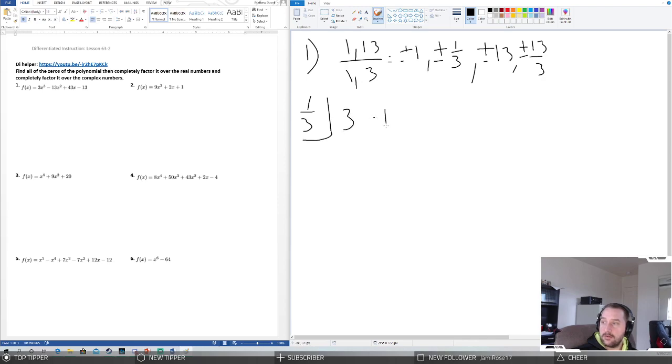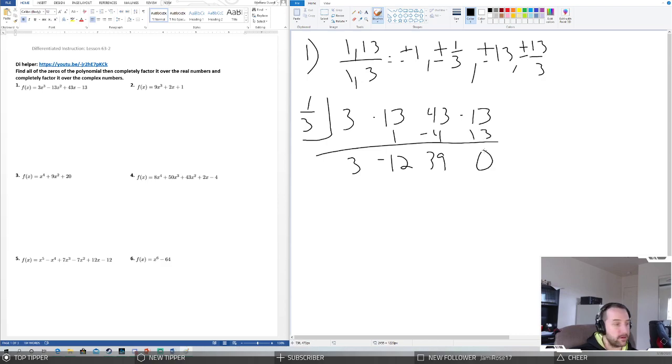So 3, -13, 43, -13. 3 multiplied by 1/3, so I get 1. So that gives me -12. Multiply, that gives me -4. And so that's going to add together and I get 39. 39 times 1/3 is 13. So it works.